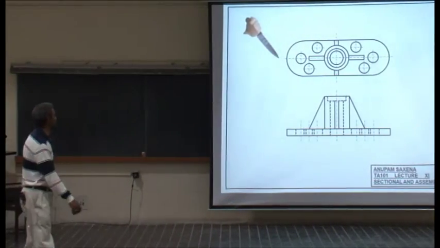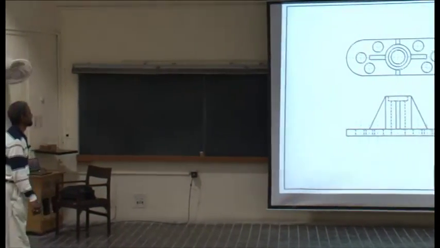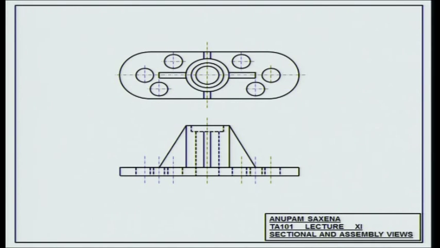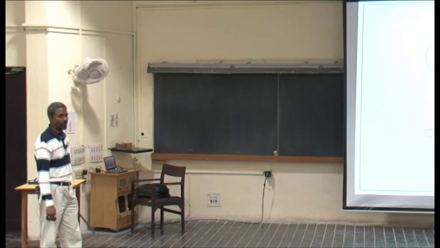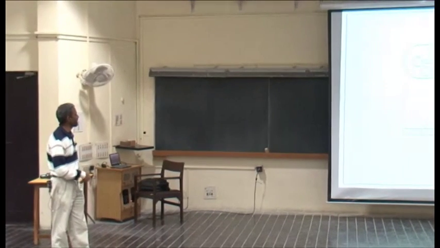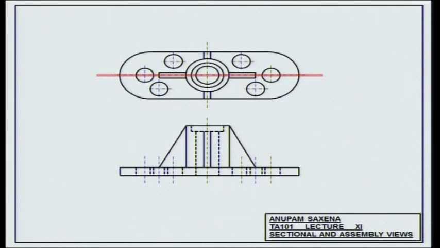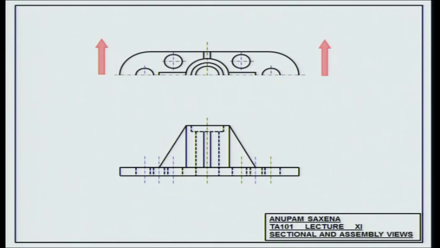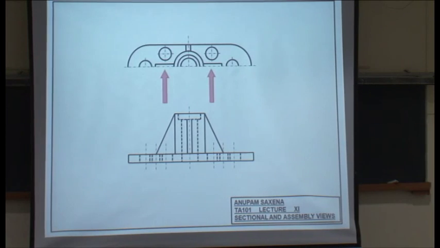Section the object so that the top view is sectioned. Okay? This is your section line. This is how the section is depicted by convention. Take the bottom part out and view the object in this direction.